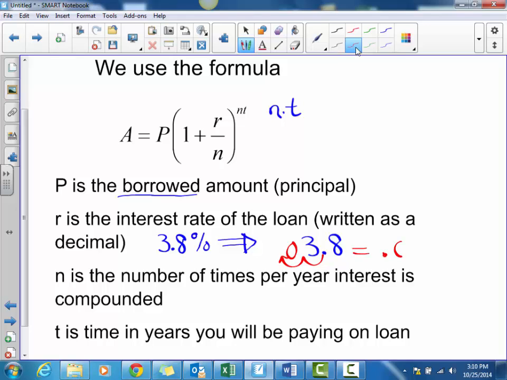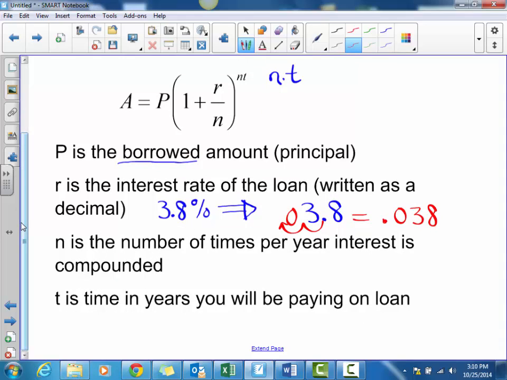N is the number of times per year interest can be compounded. So if you have a loan that's compounded quarterly, that means that the interest is compounded 4 times a year. If you have a loan that is compounded annually, that's just compounded 1 time a year. If it's compounded monthly, there are 12 months in a year, so that's 12 times a year. If it's compounded daily, there are 365 days in a year. All right, so N is the number of times per year that your interest is compounded.